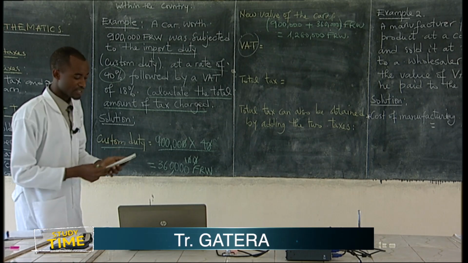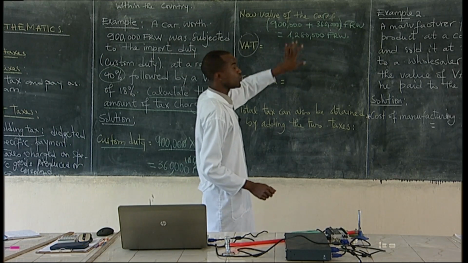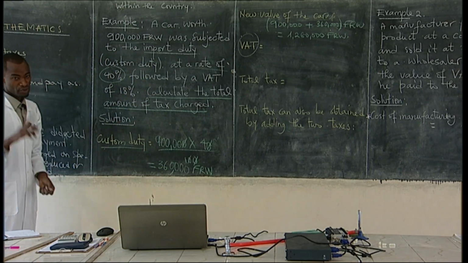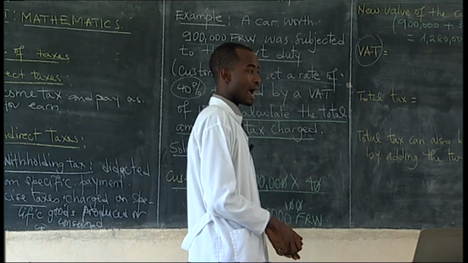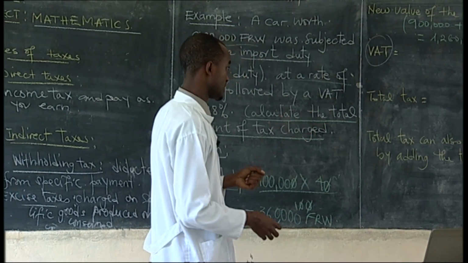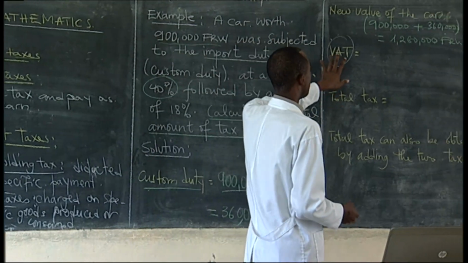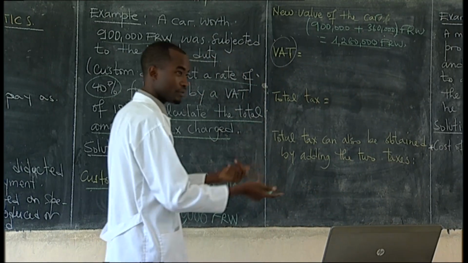So that's the money, 1,260,000 as the new value of the car. From this new value of the car, you remember what I explained to you, what you call VAT, value added tax. You need to calculate this. How do you calculate it? You need to first take the new value of the car.